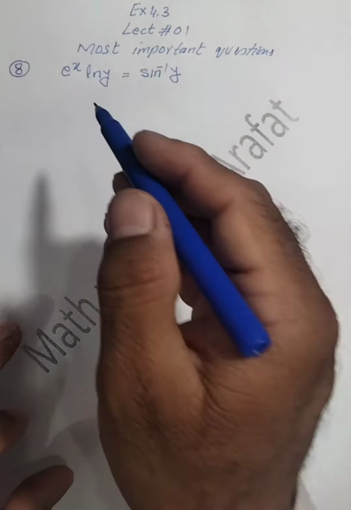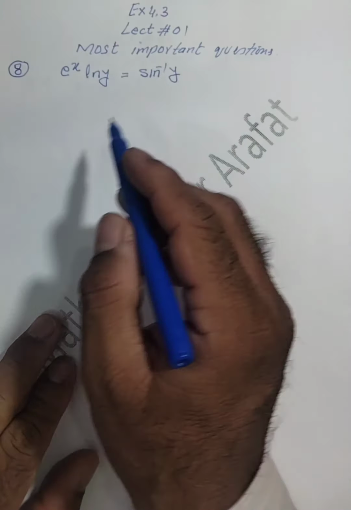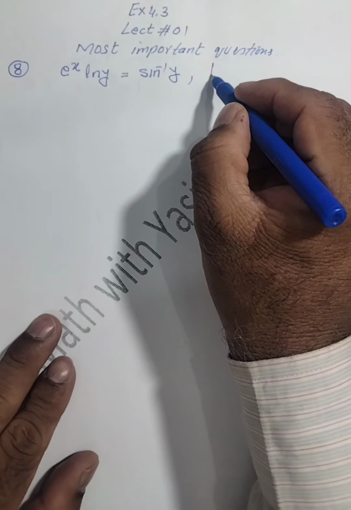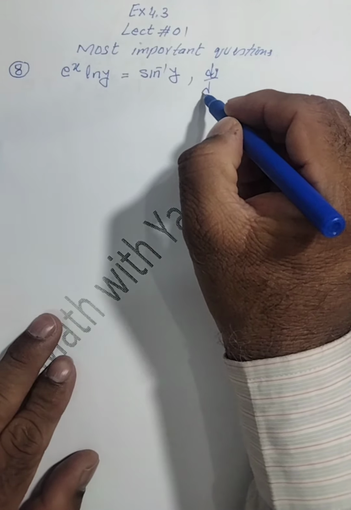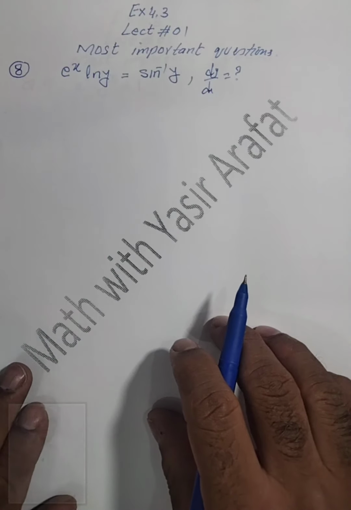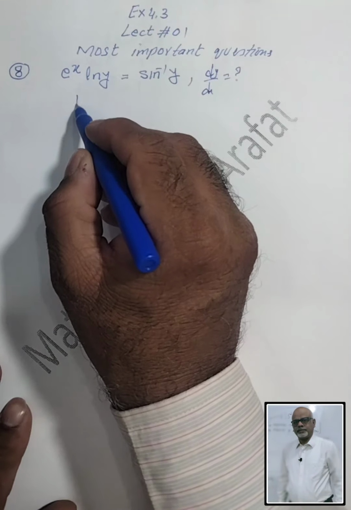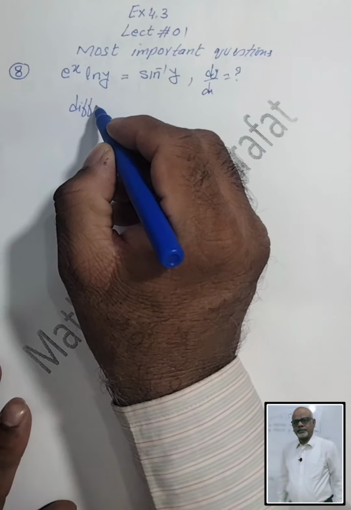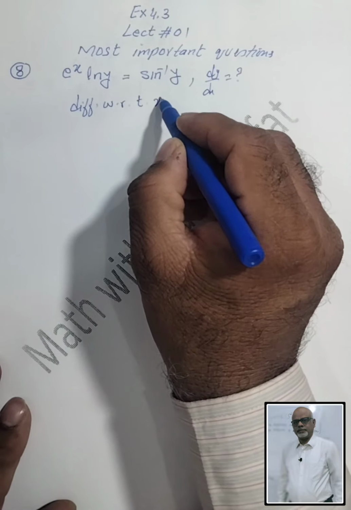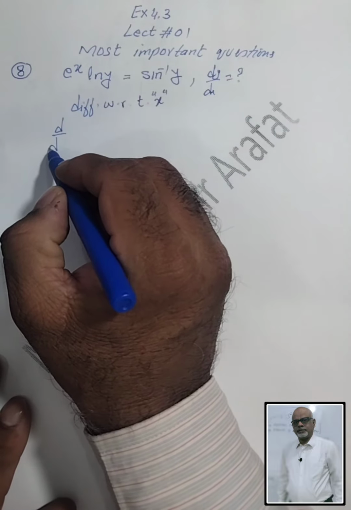Now come to the next question, that is question number 8 of the same exercise. Most important question again, and we have to find out dy upon dx here. Dy over dx we have to find out here. So differentiate with respect to x. So we have to apply the operator on both sides.